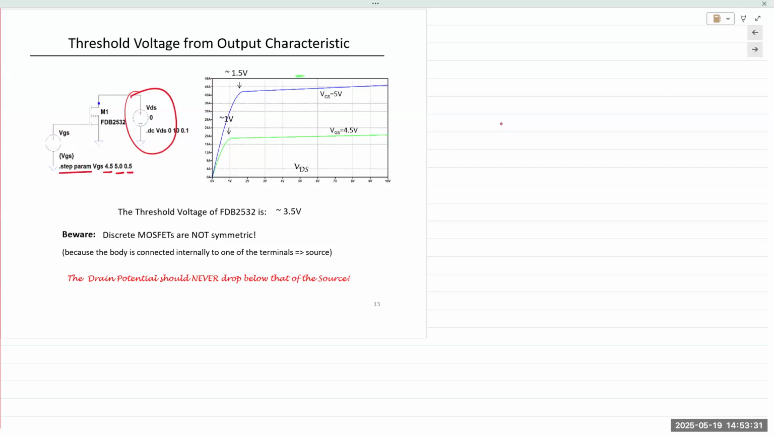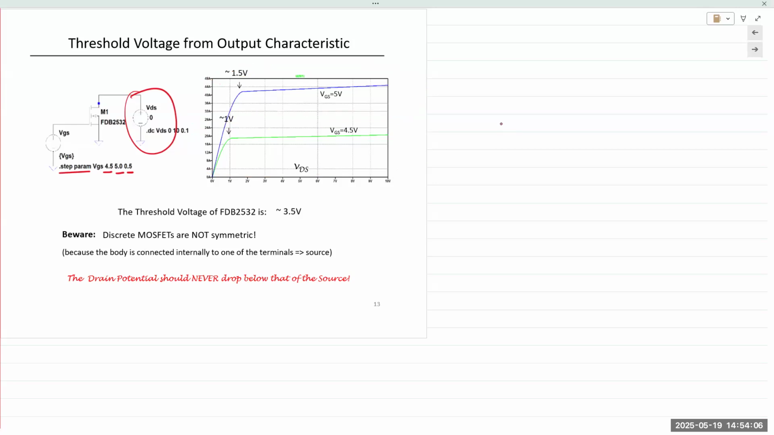Have you all used this command before? Dot step param. This can be used for any component. Here we are using it for a voltage source. We are sweeping the DC voltage source, right? We can use it for variable resistors, capacitors, inductors, for anything actually. Dot step param X. X is the value of the resistor, and then you can define the different values for that resistor. LTspice will simulate all those values. Anyway, we obtain 2 sets of data curves, 4.5 and 5 volts.